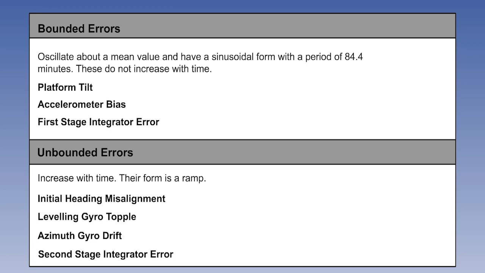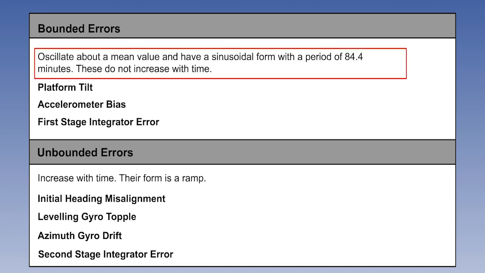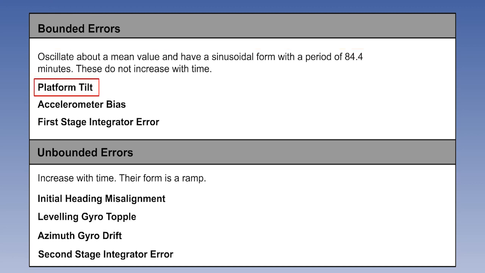Here is a summary of INS errors. Bounded errors oscillate about a mean value and have a sinusoidal form with a period of 84.4 minutes. They do not increase with time. They consist of platform tilt, accelerometer bias, and first-stage integrator error.